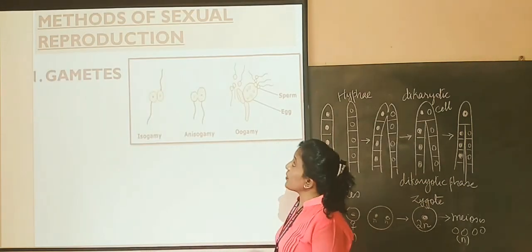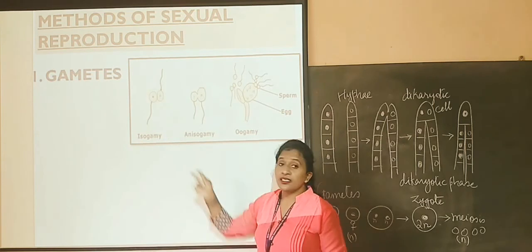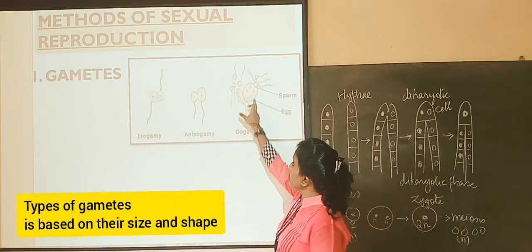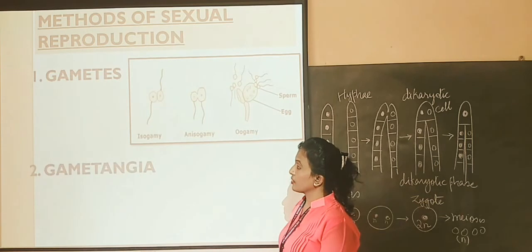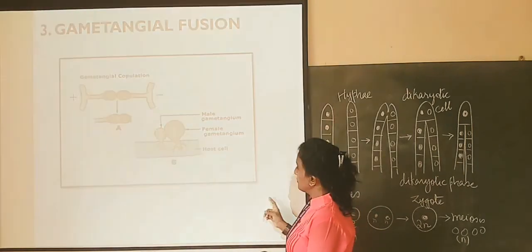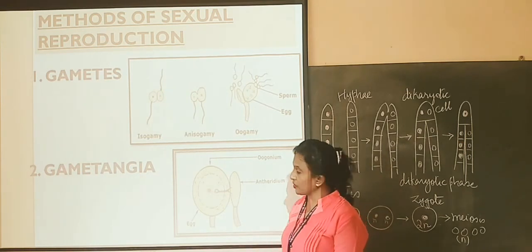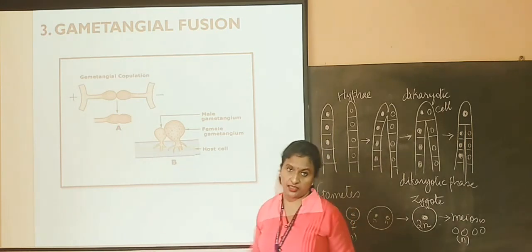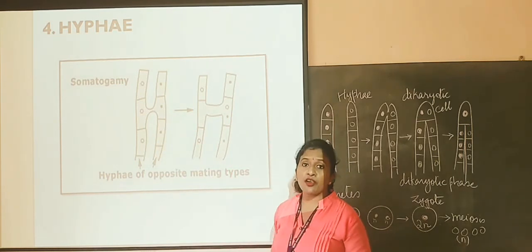So there are several methods by which sexual reproduction occurs. One, that is through gametes. These gametes can be either similar kinds or they can be of different kinds, or oogamy, wherein the egg will be larger in size compared to the male gamete. It can also occur between the two gametangia, wherein the antheridia and the oogonia will come closer to each other and the male gamete will be released inside the oogonia, and there the fertilization will occur. Or there can be fusion between the two gametangia, right? And the fourth one is it can also occur in the hyphae of two different strains.